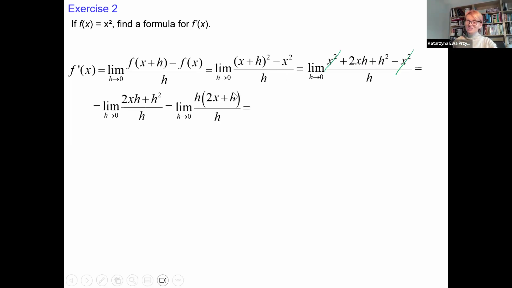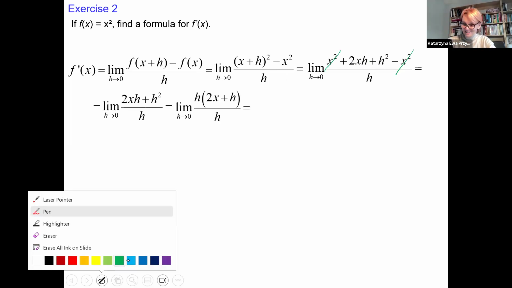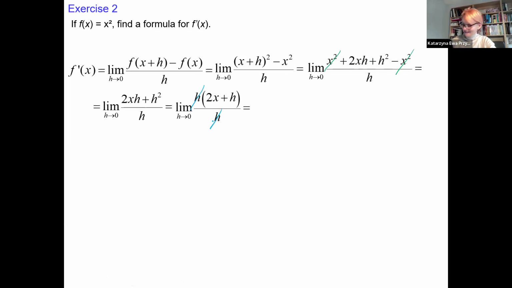Now factor out h. H is the problem. H is the 0 over 0. Gone. And now direct substitution. Now we can substitute 0 instead of h. We have the formula. The derivative of the function x squared is 2x. Yes, that's it. Now, what is the slope?